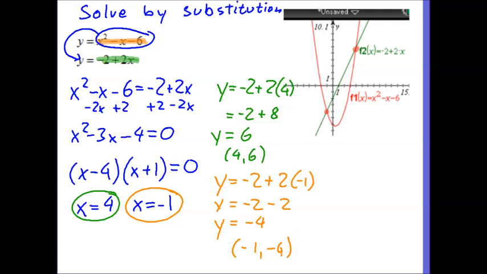Now let's mark these points also on our graph. We had our first solution at positive 4 and 6. That's the point up here. That works very well. And our second solution is at negative 1, negative 4. That's this point. Seems to work out. Excellent. Well done, guys. And let's move on to the next example.